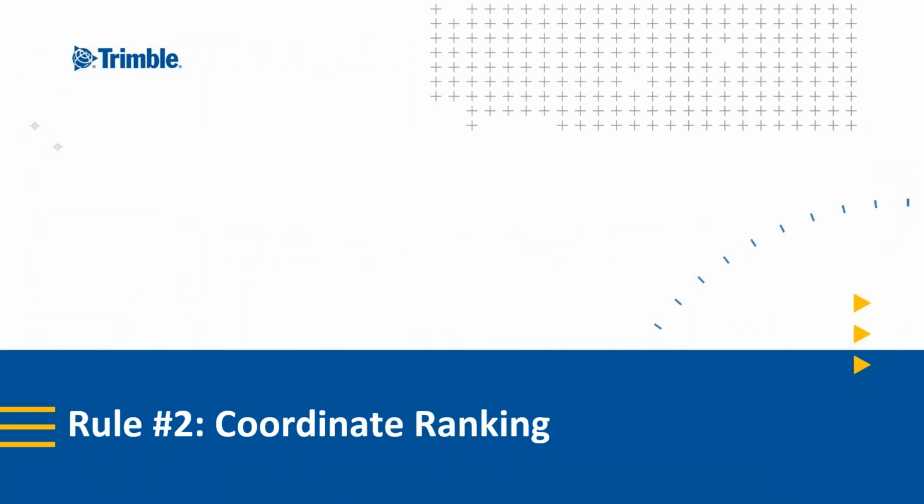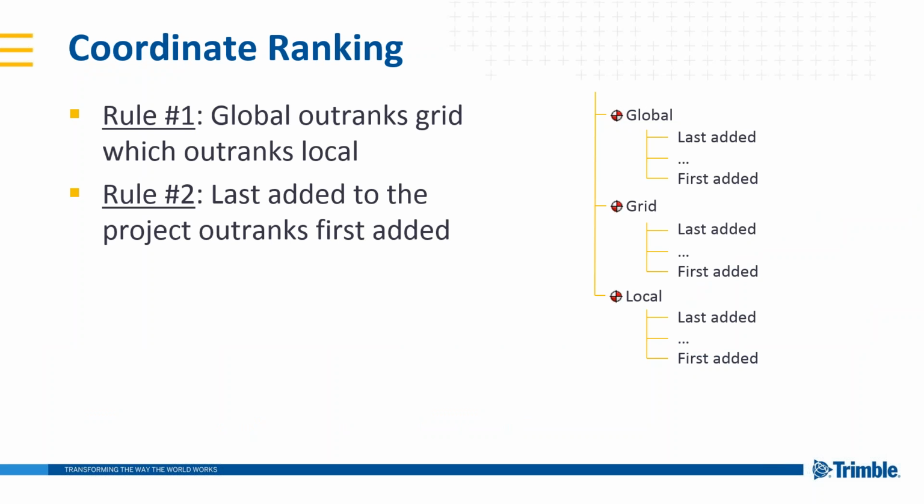So if this doesn't produce a tiebreaker, so let's say everything is survey quality, the second rule that we go down the chain that produces a tiebreaker is the coordinate ranking. Coordinate here refers to that red and white globe object that you see next to your coordinate object in TBC. So rule number one is that the global coordinate outranks grid coordinate, which outranks local coordinate.